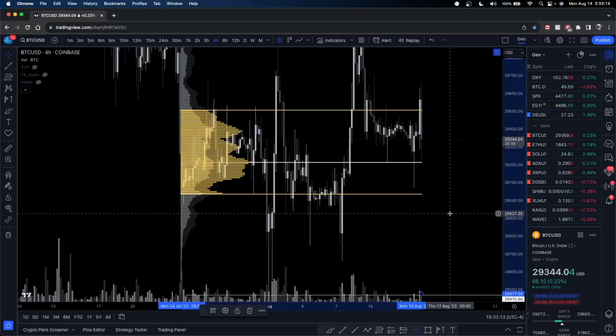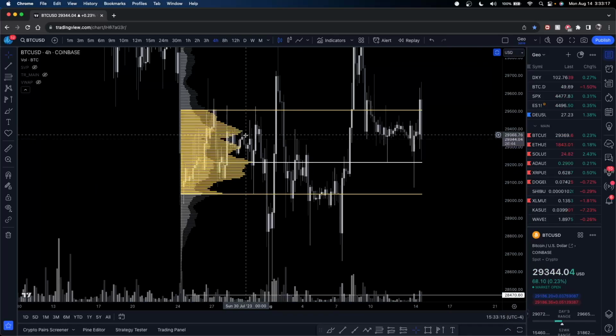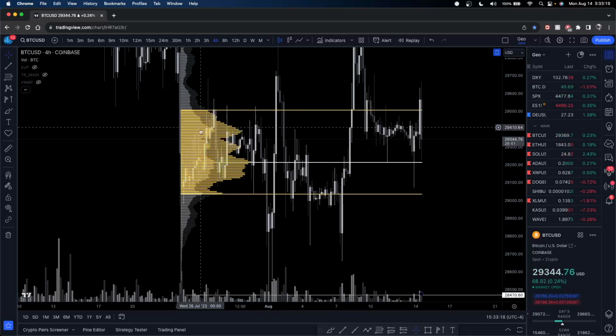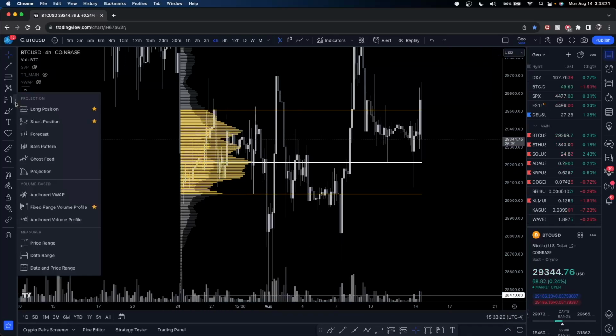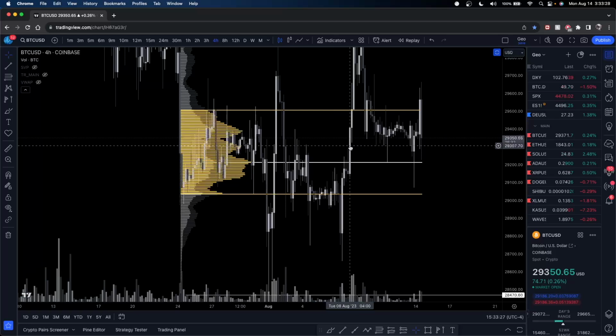Okay, so those were my settings. This is our fixed range volume profile. I keep saying that the wrong way. But yeah, and the VPVR works the exact same way. Okay.